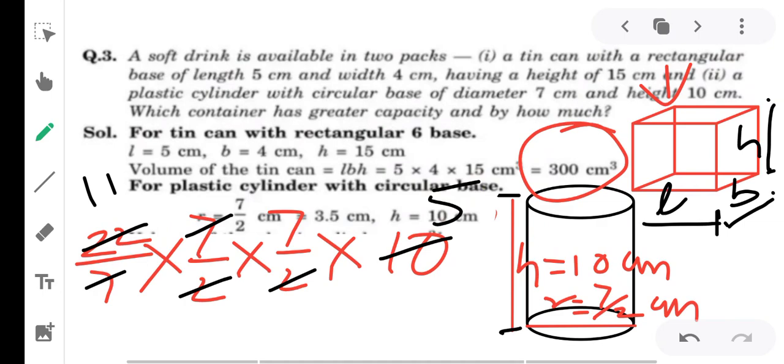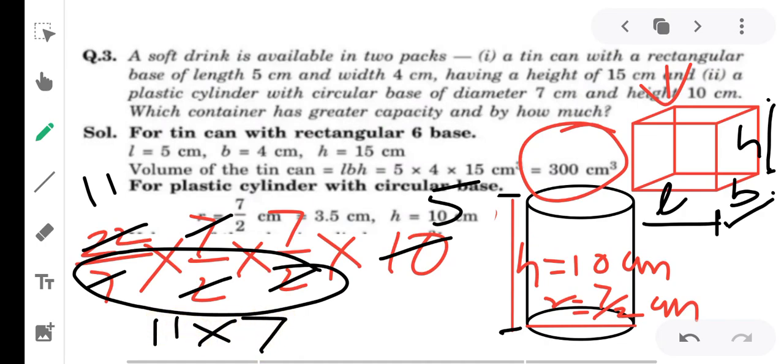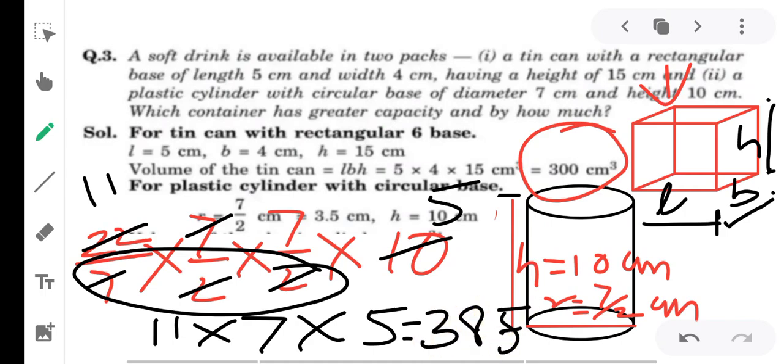So what are the remaining values? All the denominators are cancelled out, so the remaining value will be 11 multiply 7 multiply 5. Simply you can calculate the value, that is 77 into 5. 5 7s are 35 and 3, 5 7s are 35 and 3 is 38. So 385 you will get as the volume of the cylinder, 385 centimeter cube. Here you saw that the value is 300 centimeter cube, and the volume of the cylinder is 385.